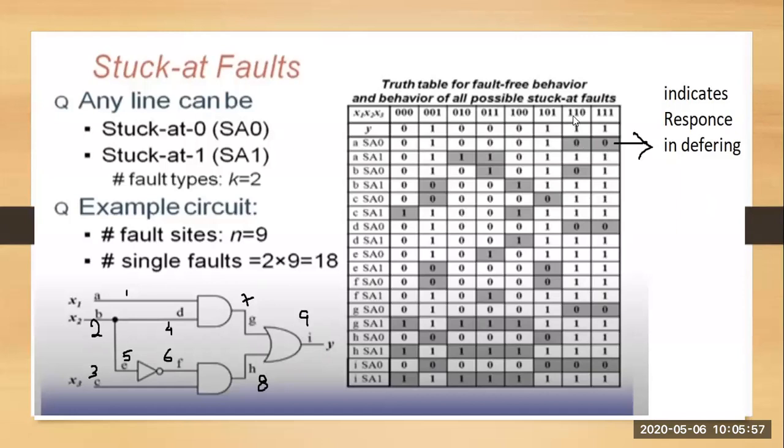We have a change at 1, 1, 0 and 1, 1, 1. The gray indication defines the response from the output for all the test vectors we have applied to this circuit. All the gray indications represent the output changes, that is the faulty behavior we got from the output side.